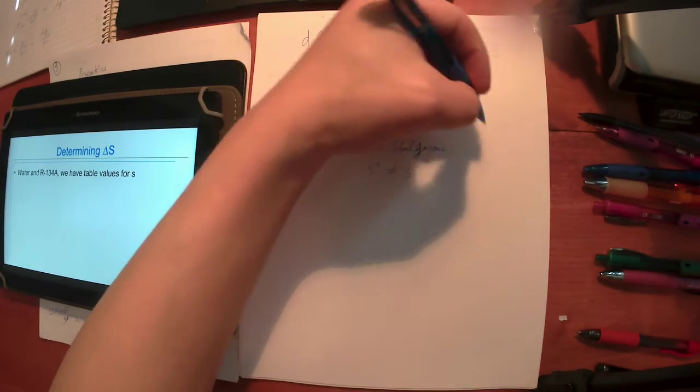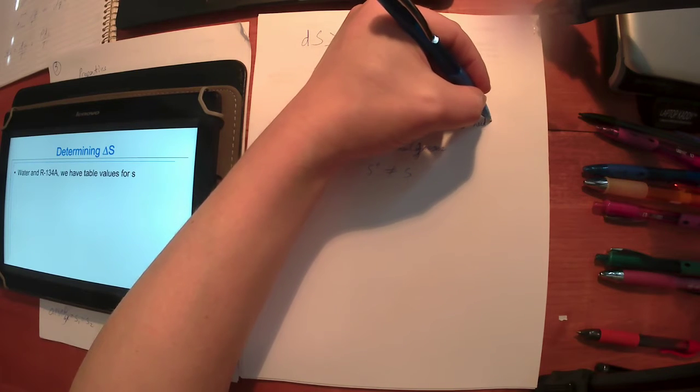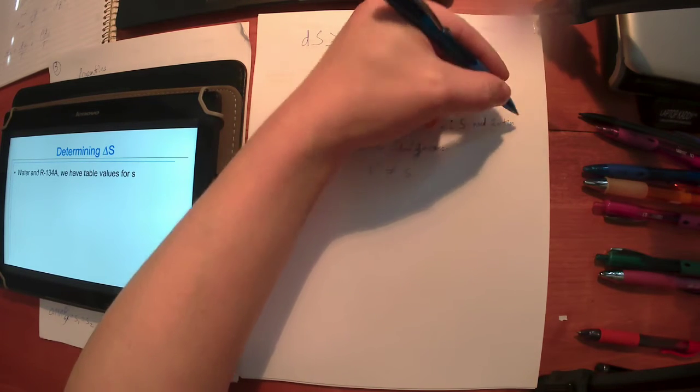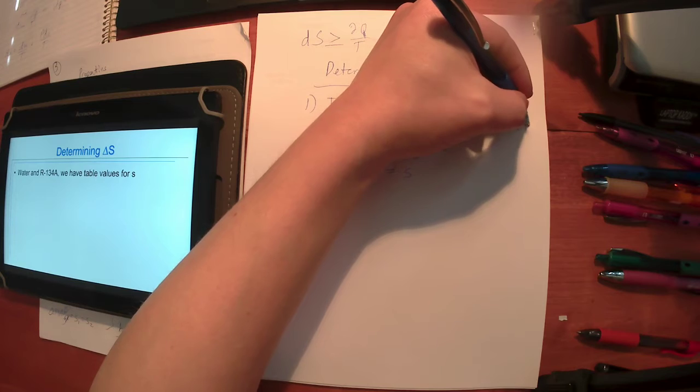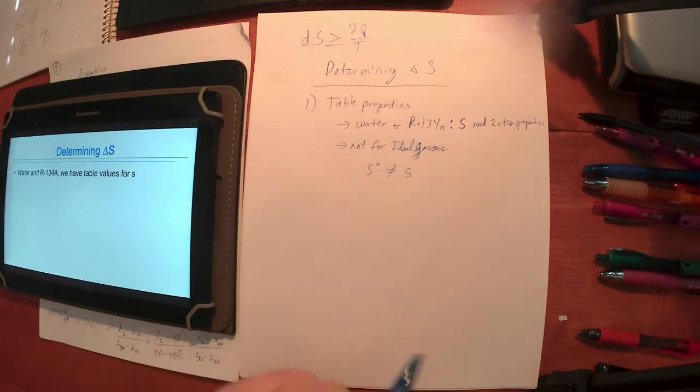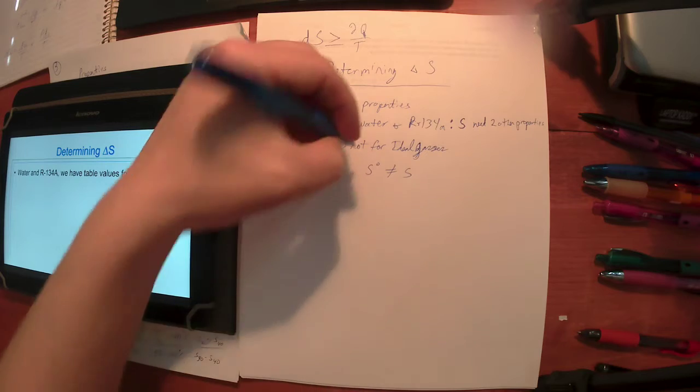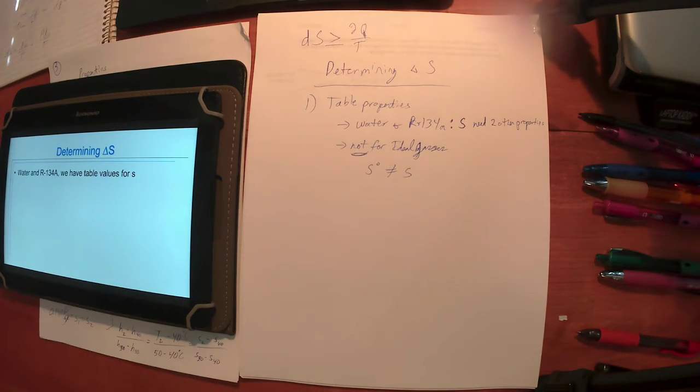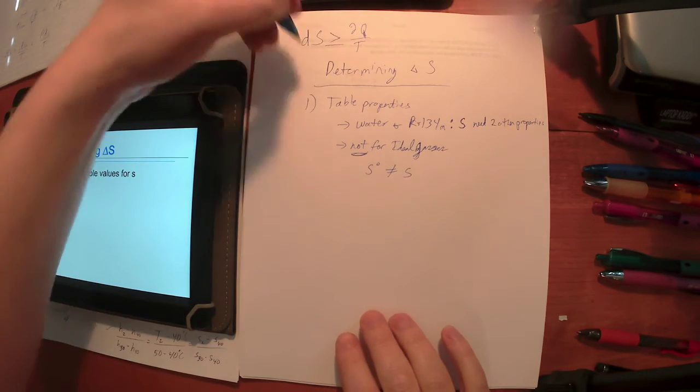I just need two other properties, as we saw in the last problem. If I know two other properties, I can find an s value from the water and R134a tables. Not the case for the ideal gas tables. So table properties works well for water and R134a.